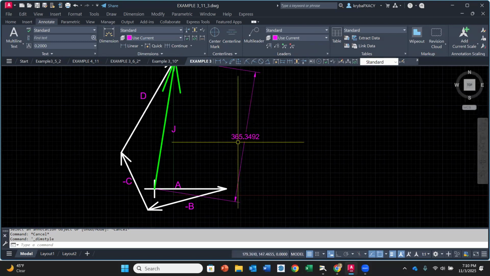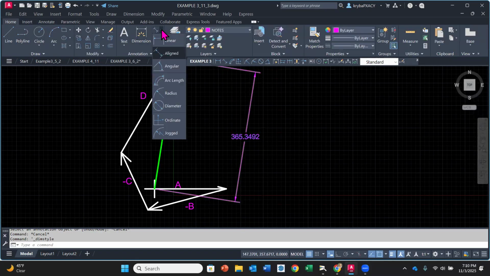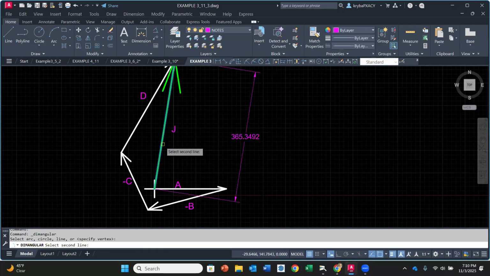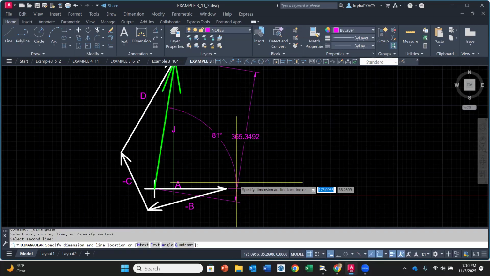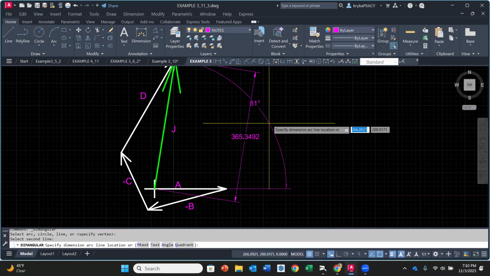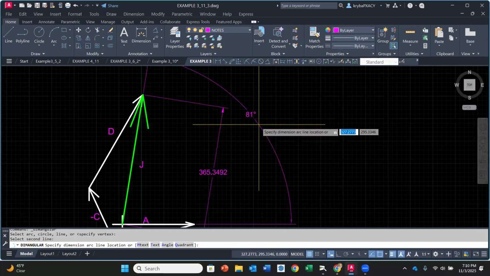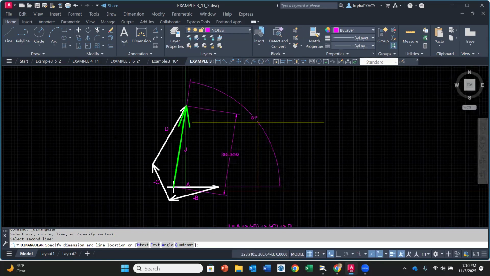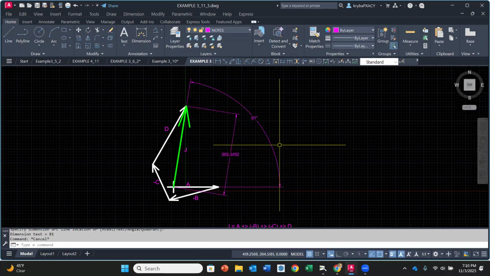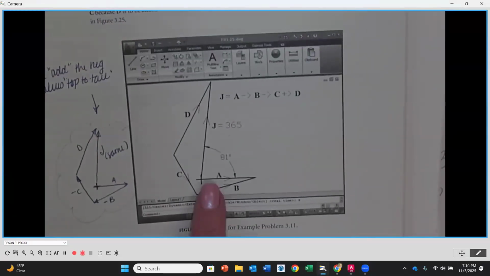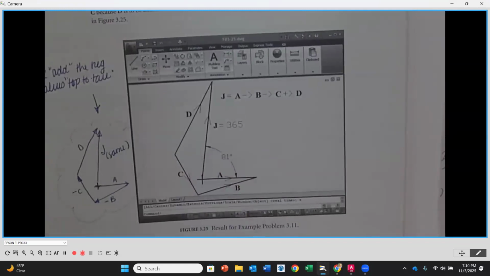My value is 365, so I'm just glancing. That looks good. Okay, and now I'm going to go to my home angle, go from J to the horizontal, which happens to be the A vector here. And I'm going to scooch this to the outside. There we go. And 81 looks like a good number as well. So if we go to the answer on the following page, you'll notice they have 81 and 365.